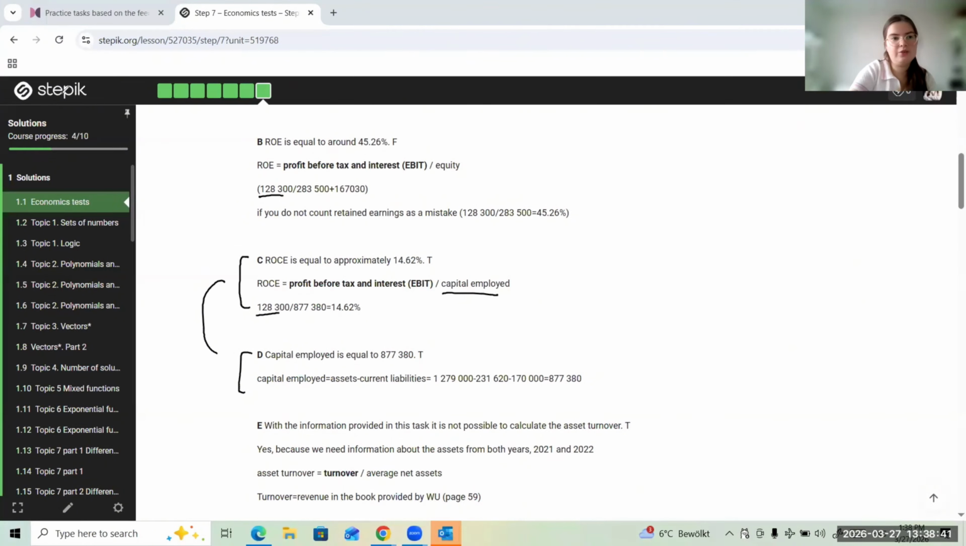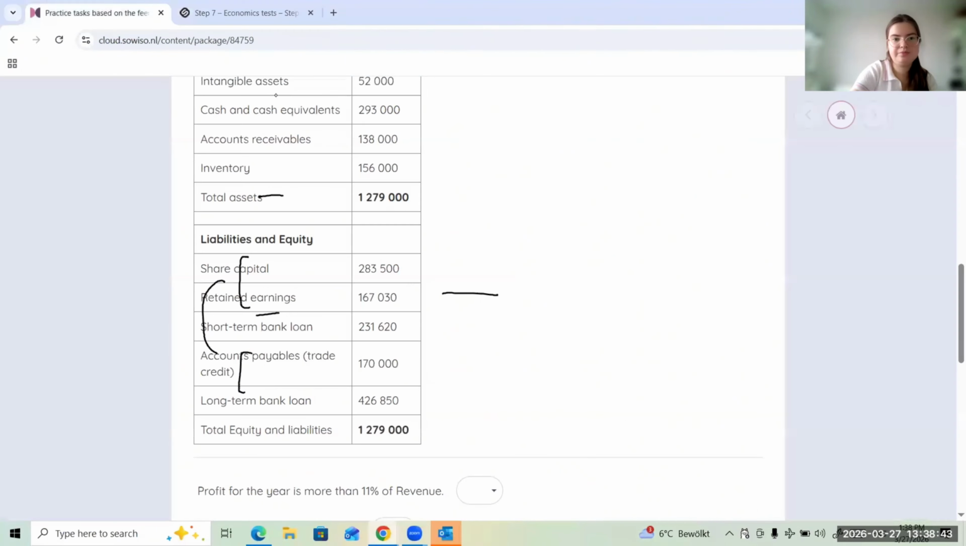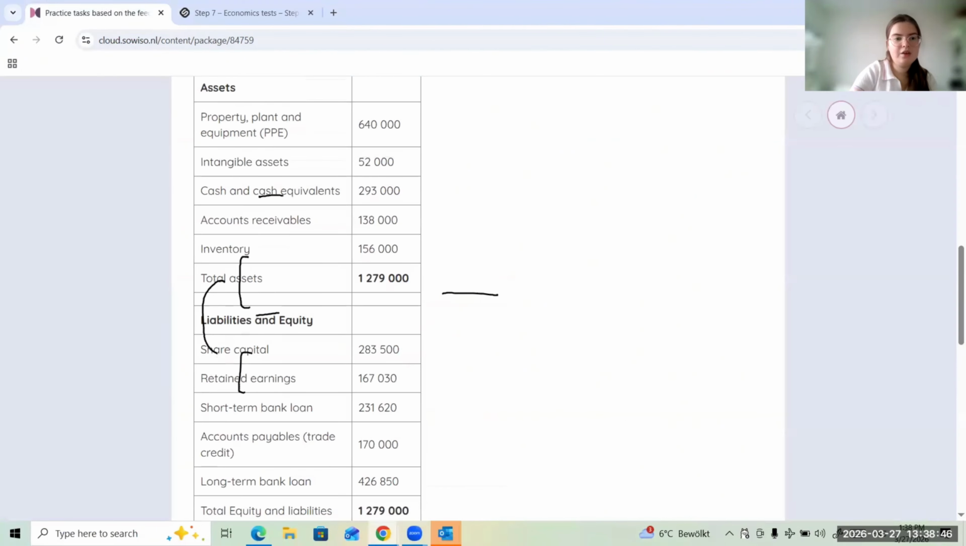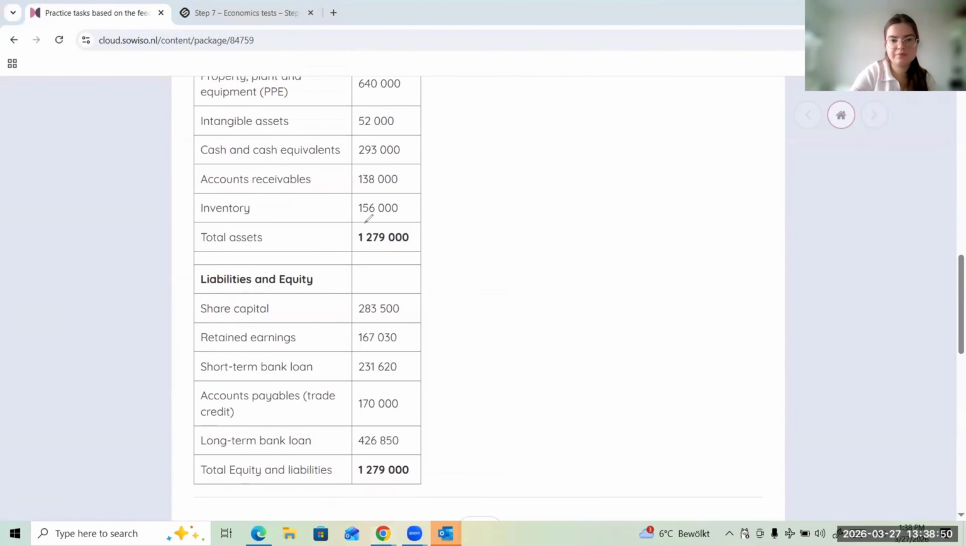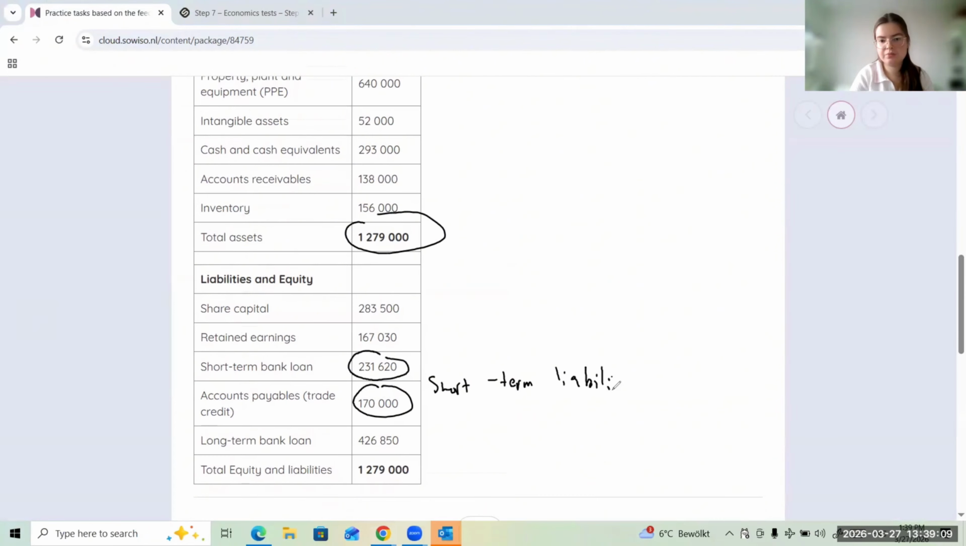And then you say, okay, I'll look at the balance sheet. Here you have the total assets. And the current liabilities would be, of course, short-term bank loan, right? This is pretty straightforward. But also accounts payables or trade credit. This is short-term. What this means is accounts payables is what you have. Actually, let me explain these two to you.